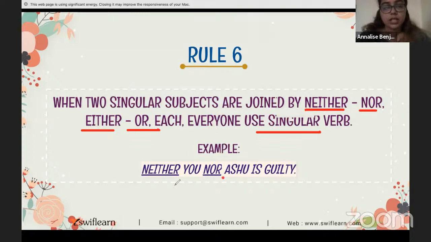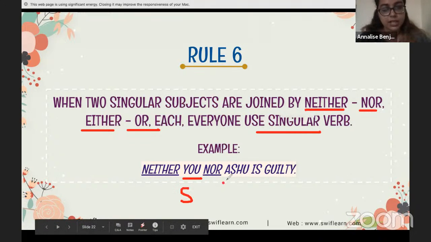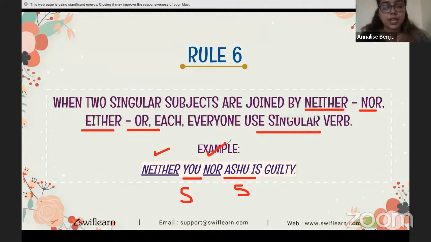Now, look at the sentence. Neither you nor Ashu is guilty. The subject over here is singular. The first subject is singular. The second subject is singular. And both are connected using neither nor.